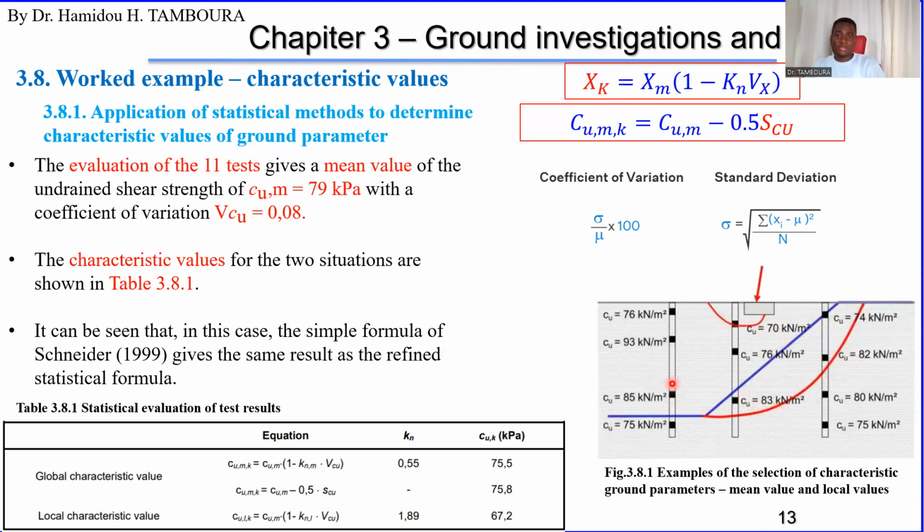So after that, you now have the characteristic value, and you can proceed. It's not finished. After the characteristic value, you will need to use partial factors to obtain the design value. Okay. But that one, the partial factor, it's easy. You can find it depending on the design approach you are using, design approach 1, 2, or 3. Okay.